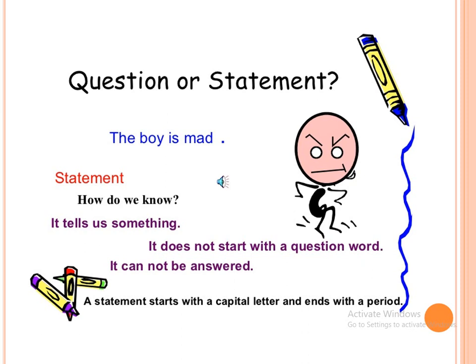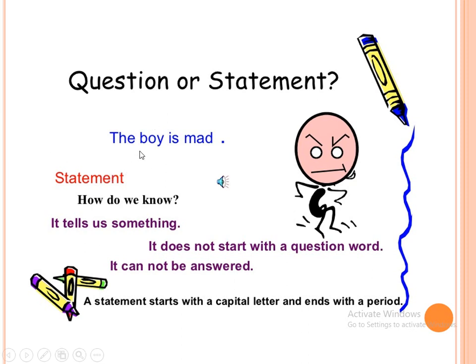The boy is mad. So, I start here with the boy. And is the boy here a question word? No, it's not a question word. If it's not a question word, then this is not a question sentence. But my first word here is a noun, because boy here is a noun. Why? Because what are the nouns? People, animal, place, thing. And boy here is a person. Very good.